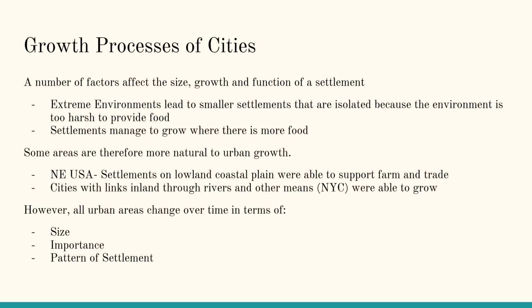So for instance, the Northeast USA has settlements on lowland coastal plains that are both able to support farming, but are close enough to ports to be able to send stuff out and for trade. You also have cities with links inland through rivers and other means. So places like New York City, but even going up through the Hudson River Valley that is right there. And these are able to grow because of their proximity and their ability to travel because of these waterways.